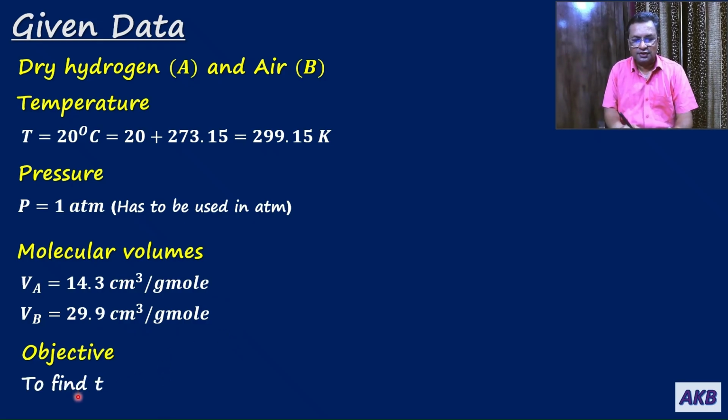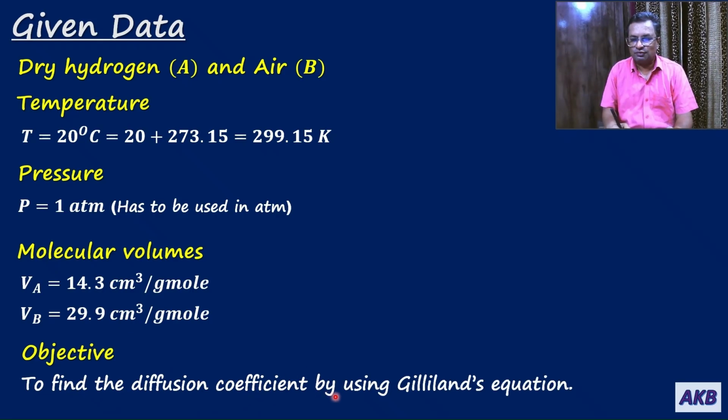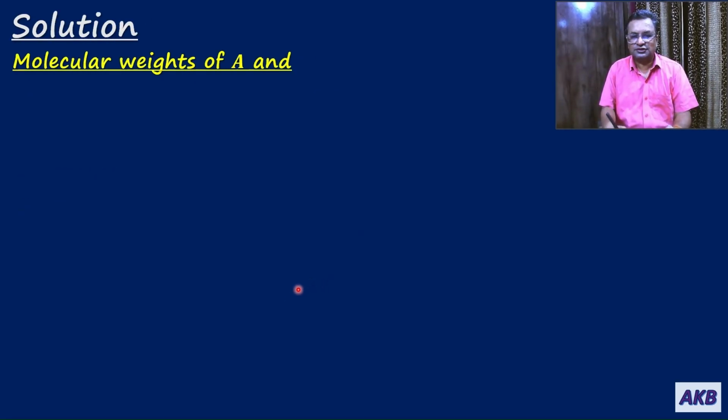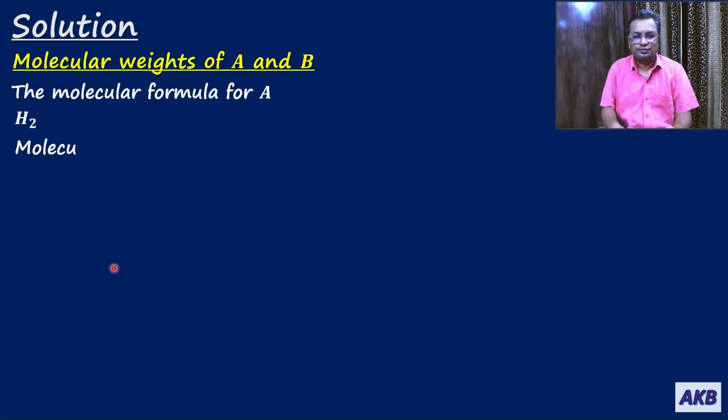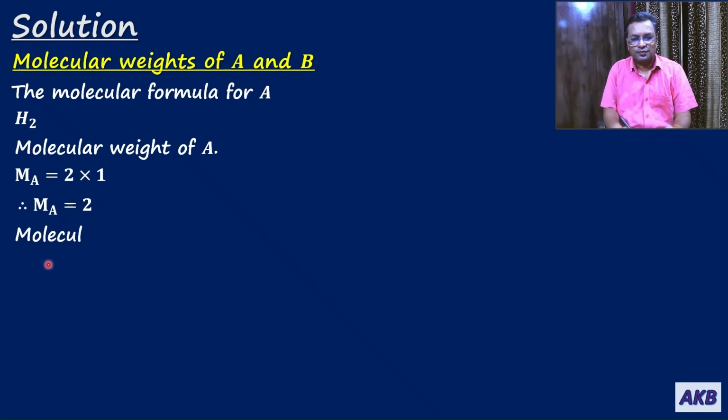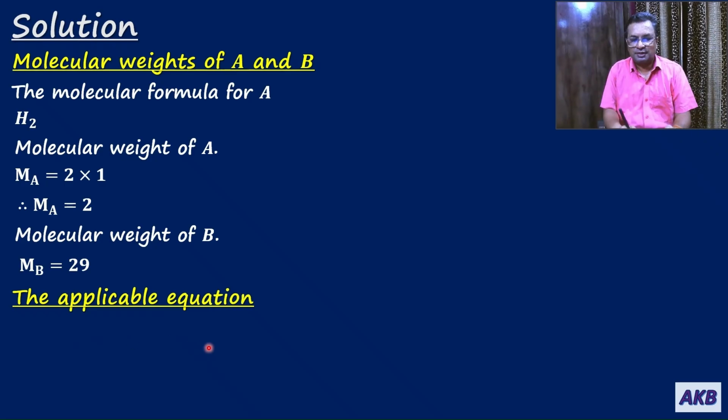What is the objective? The objective is to find the diffusion coefficient, that is DAB. And for that, we have to use Gilliland's equation. So let us solve it. First we will need molecular weights, so we will first find them. The molecular formula for A is H2. Therefore, molecular weight of A, that is Ma, will be equal to 2 atoms of hydrogen, and atomic weight of hydrogen is 1. So Ma is 2. Then molecular weight of B, which is air, is 29. Mb is 29.